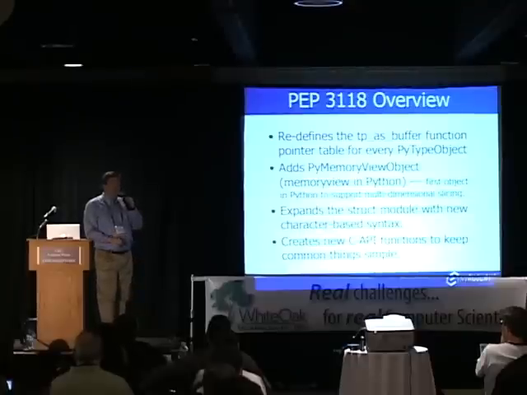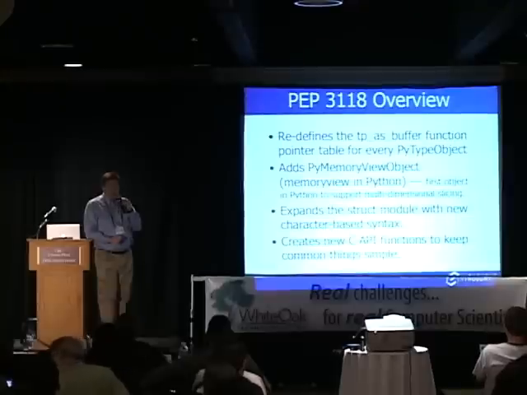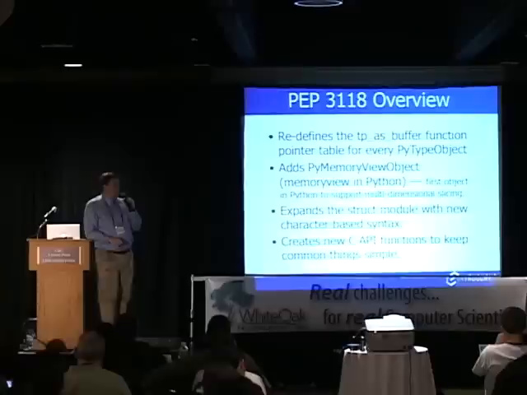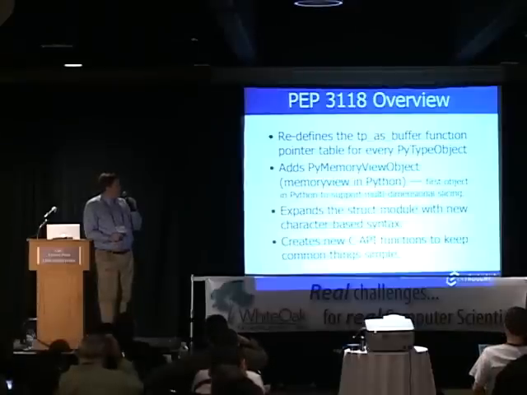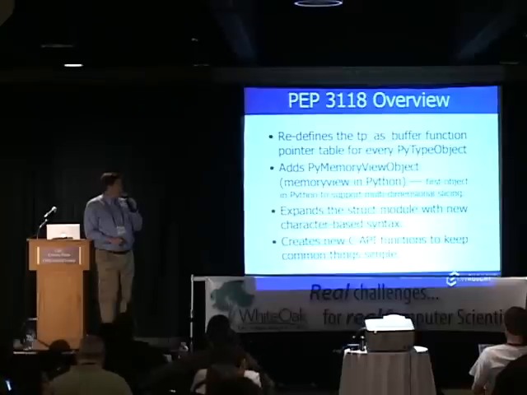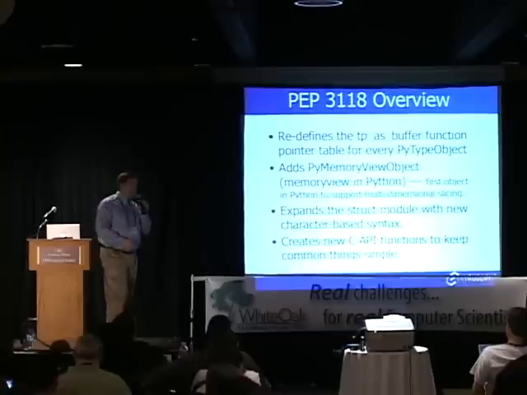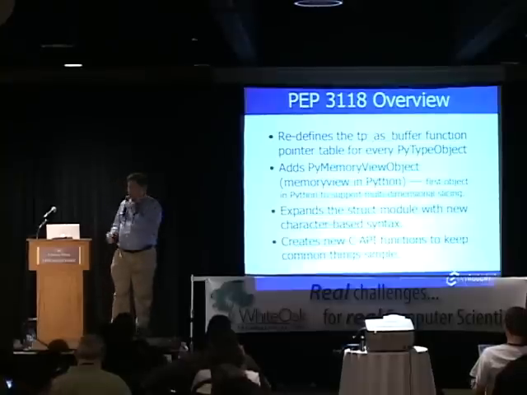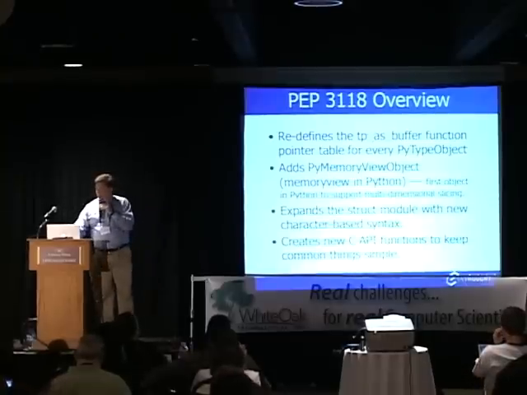You can move bytes around. In fact, it's the first object in Python that will support multi-dimensional slicing. I think that's kind of cool because that's been around for a long time, but nothing distributed with Python actually supported multi-dimensional slicing. In addition, the other key piece is that it expands the struct module with additional character-based syntax to support more data types, more constructs. And then there's a few C API functions to keep common things simple.